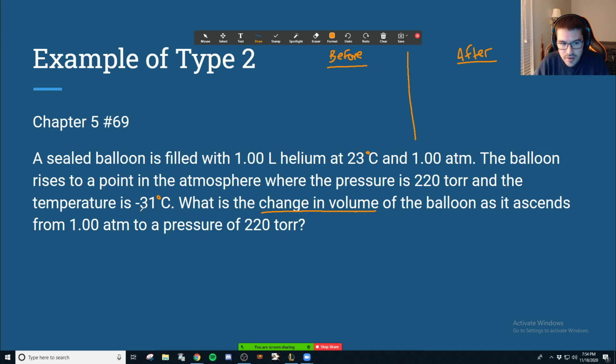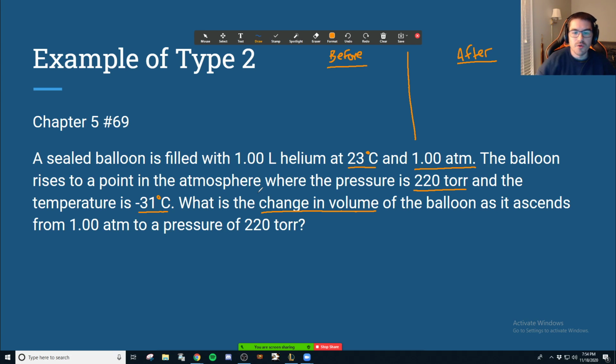Another big clue, right, is that we've got 2 different temperatures, we have 2 different pressures, okay? So we're clearly encountering a change in conditions. So this wants us to calculate the change in volume of the balloon as it ascends from 1 atmosphere to a pressure of 220 torr. So this balloon is starting at some altitude, it's rising to a point in the atmosphere where it's at some new state, and we're going to be calculating the change in volume, okay?